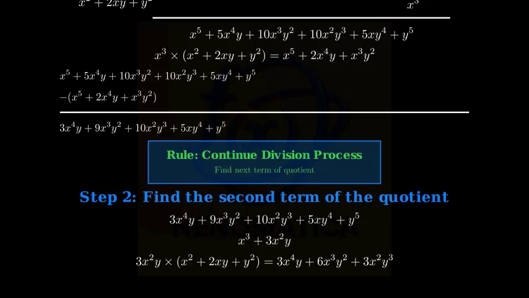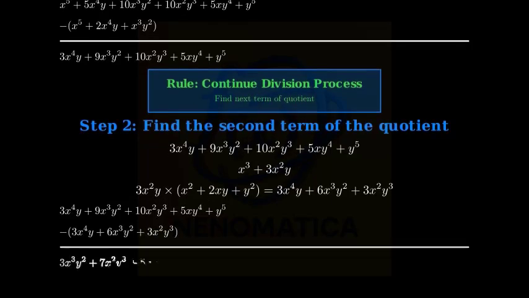3x squared y times x squared equals 3x to the fourth y. 3x squared y times 2x y equals 6x cubed y squared. 3x squared y times y squared equals 3x squared y cubed. Next, we subtract this product from our current polynomial. 3x to the fourth y minus 3x to the fourth y, which is 0.